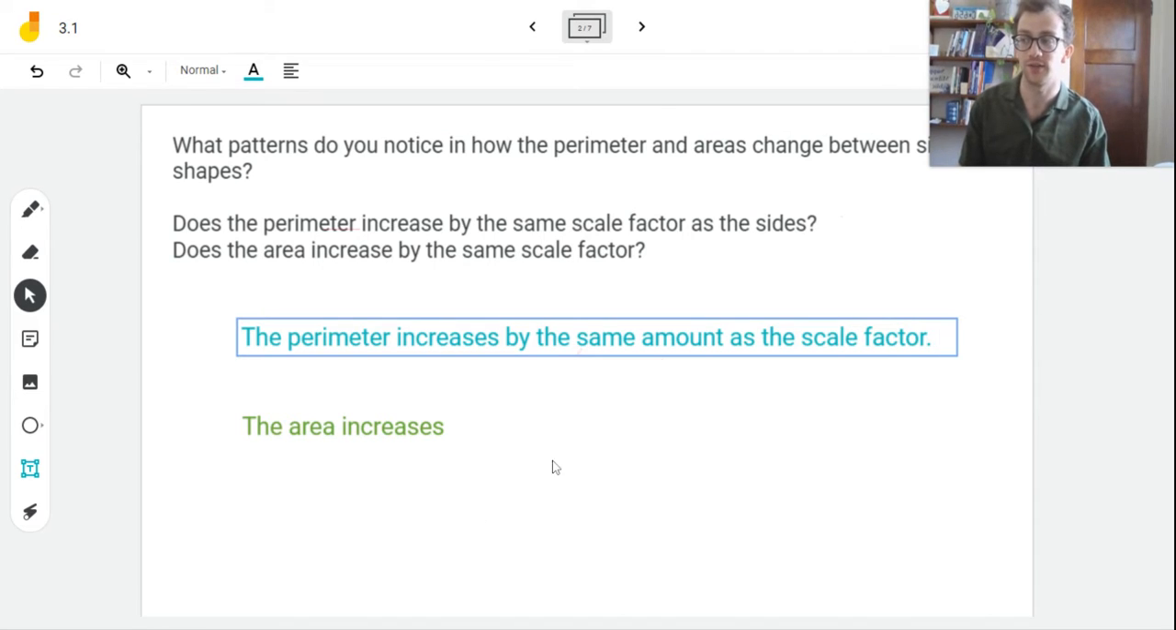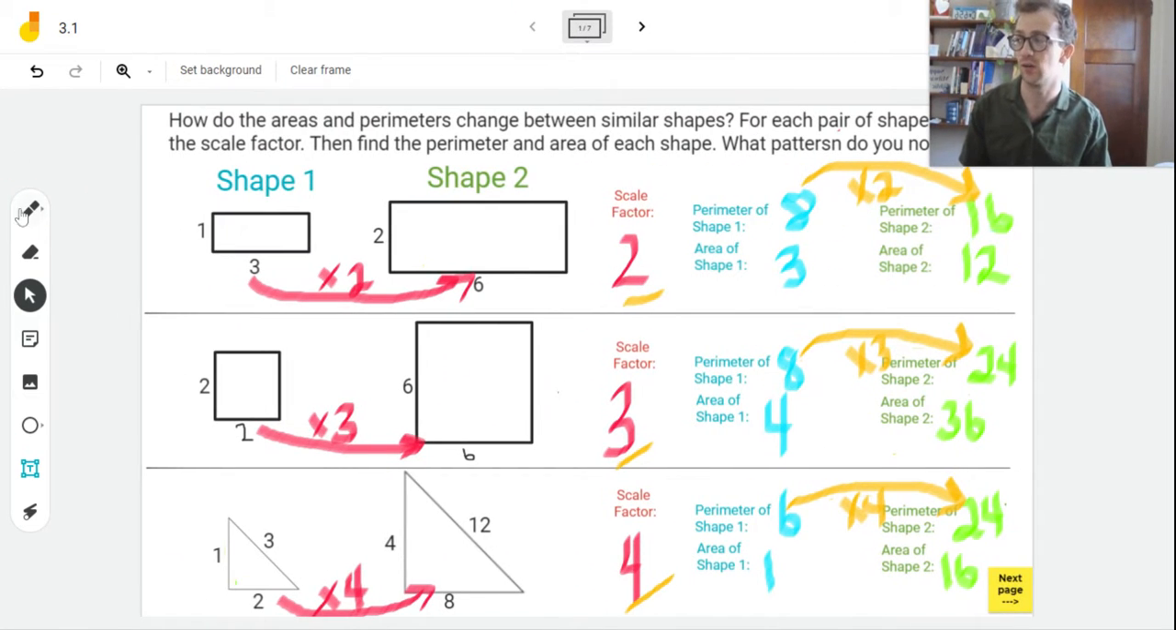All right, we're also going to have to find the pattern of how scale factor affects area. So let's take a closer look at that. Back up to our rectangles. When the scale factor was 2, how much bigger did the area get? The area was 3, and it grew into 12. 3 times what equals 12? The area got 4 times bigger.